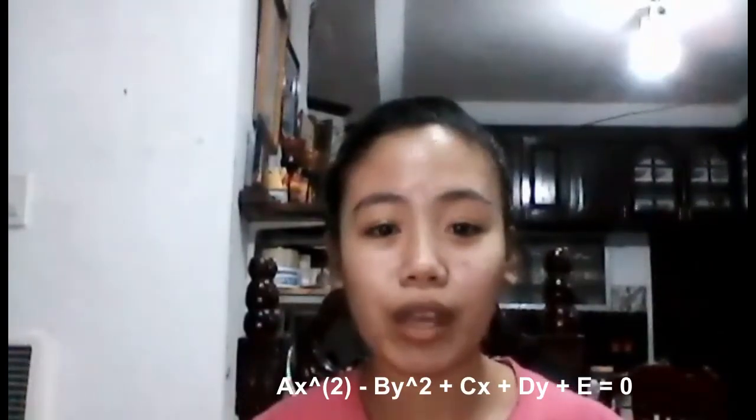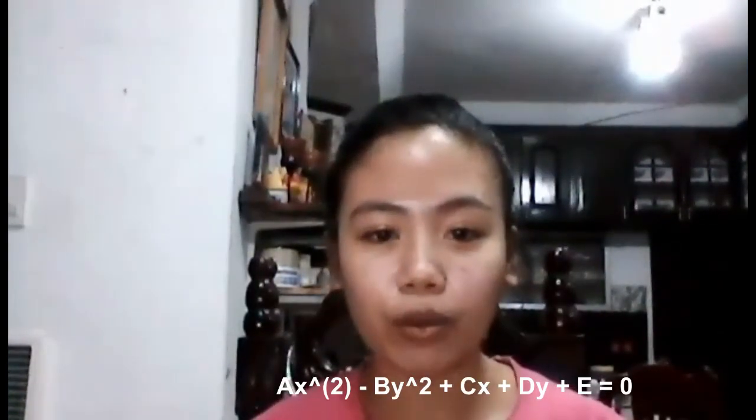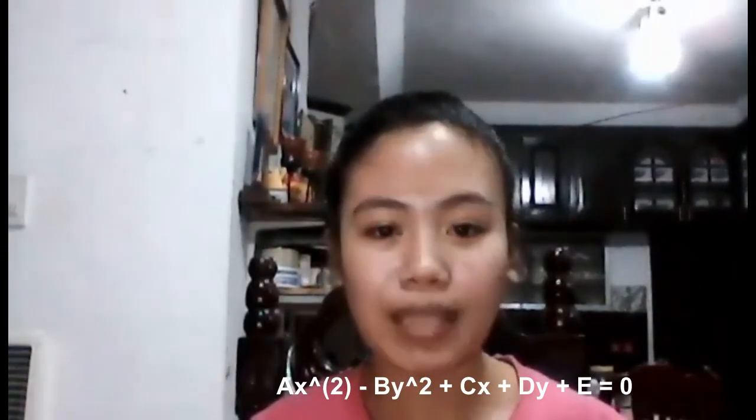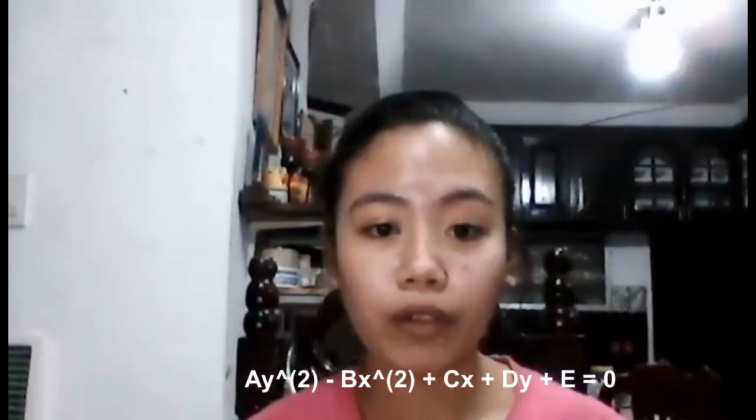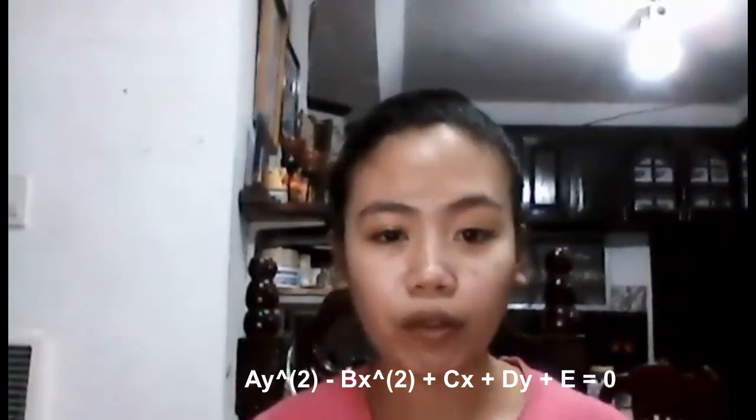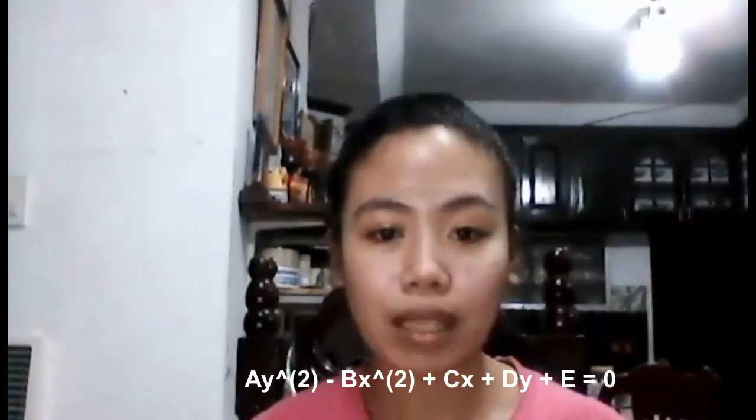The general form of a hyperbola that opens left and right is ax to the power of 2 minus by to the power of 2 plus cx plus dy plus e equals 0. And for a hyperbola that opens upward and downward, it is ay to the power of 2 minus bx to the power of 2 plus cx plus dy plus e equals 0. We presented sample problems in which we followed the correct pattern on how to write the general equation when the standard form is given.